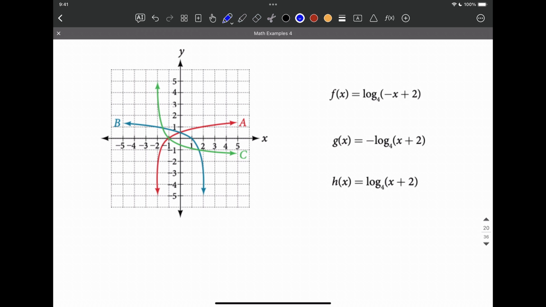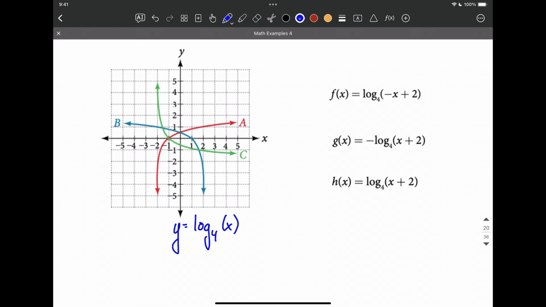In this example, we have 3 logarithmic functions given and 3 logarithmic function graphs. We want to play a matching game here and try to get them matched up correctly. To do so, I want to start out by thinking just about y equals log base 4 of x, the most basic of these. We'll identify some key points and then move them around using transformations of the graph.